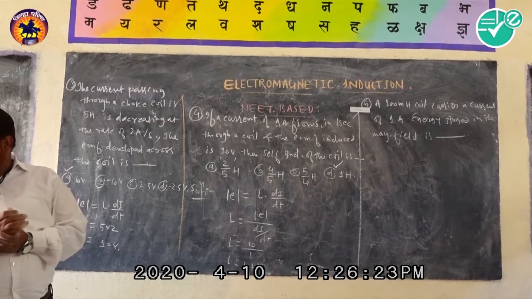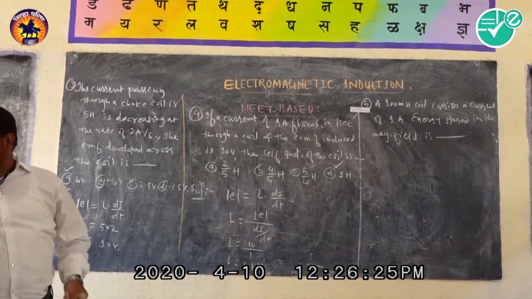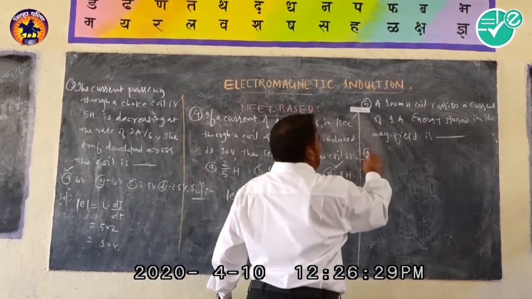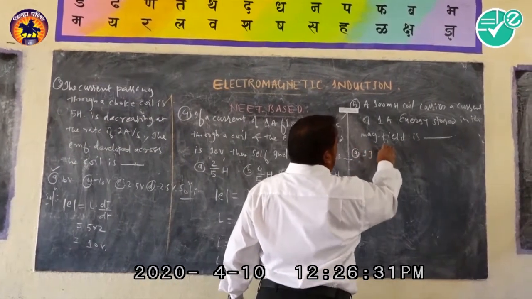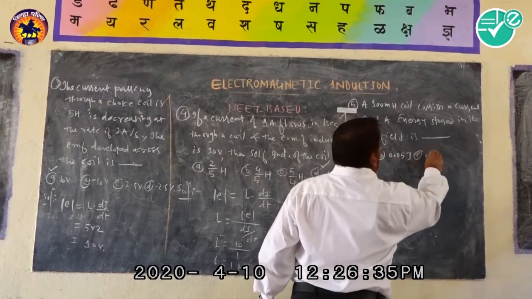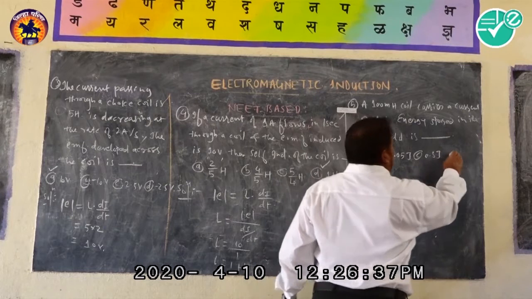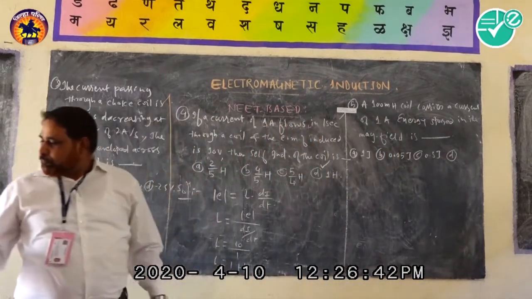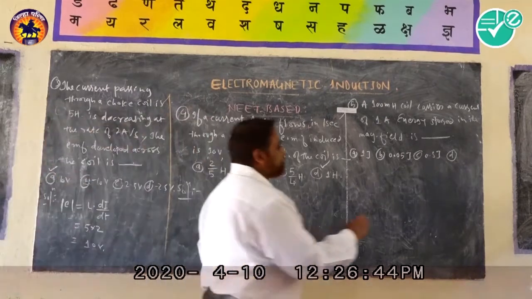A is 1 joule, B is 0.05 joule, C is 0.5 joule, and D is 0.1 joule.